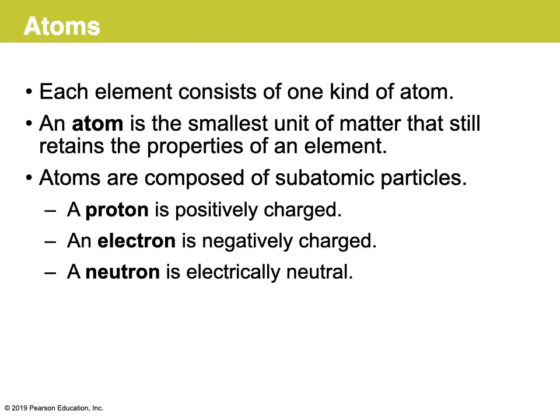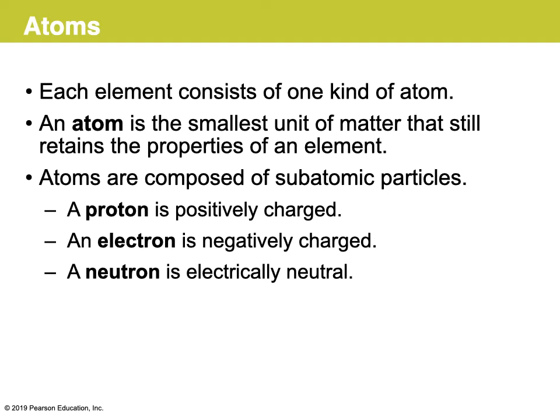Okay, so each element, remember the 92 elements, and again, we're going to spend most of our time hanging out with 5 of them. Each element consists of one kind of atom. An atom is the smallest unit of material that still retains the properties of an element. Remember the number of protons, the mass, all that.